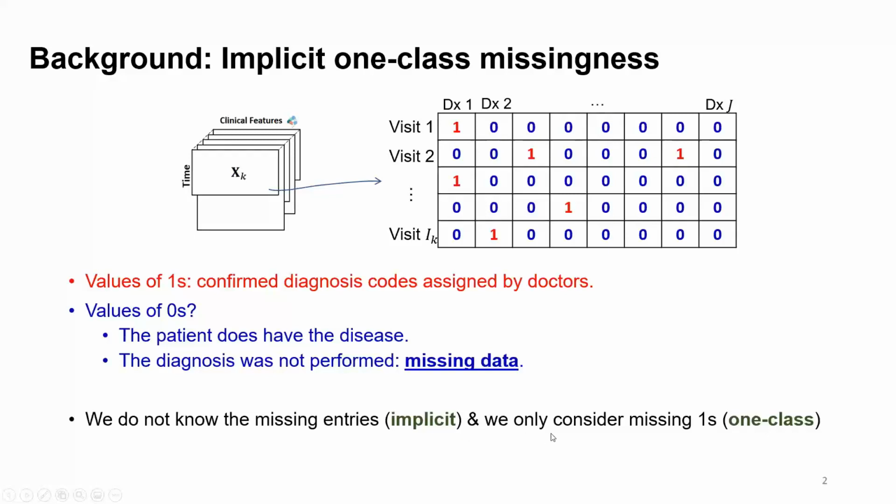And also we only consider the missing ones. That means some ones are probably flipped to zeros, and we have some missing entries over the zeros, but all ones are truly ones.